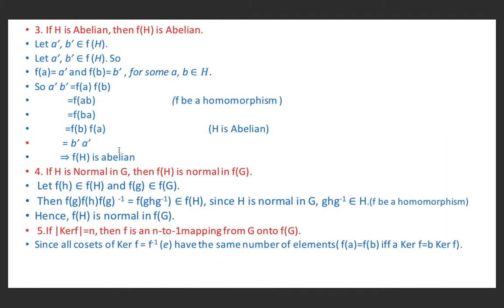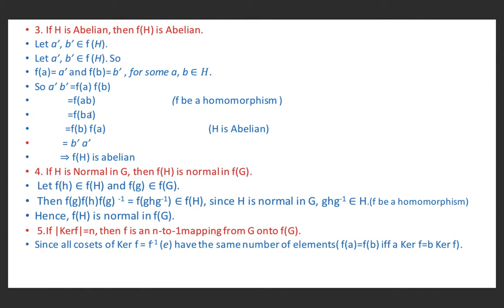Now the third property is, if H is abelian, then f(H) is also abelian. Let a', b' belong to f(H). It means f(a) is equal to a' and f(b) is equal to b' for some a, b belonging to H. It means a' b' is equal to f(a) times f(b). Again, f(a) times f(b) is f(ab), because f is a homomorphism, it preserves the group operation.